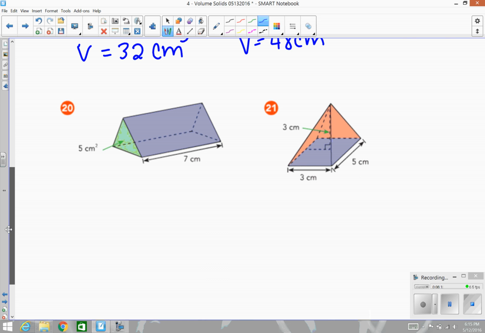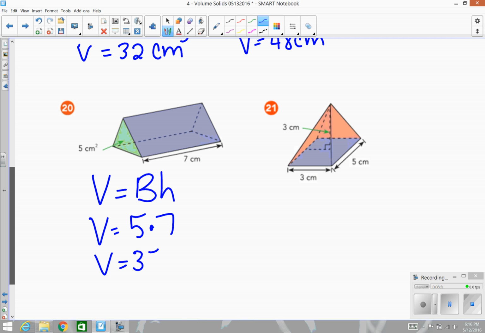Triangular prism. Okay, we'll have to do area of the base times the height. When you're trying to represent area of the base, it's always a capital B as opposed to a lowercase. Area of this base is 5, and the height of the prism is 7, leaving us with a volume of 35 centimeters cubed.